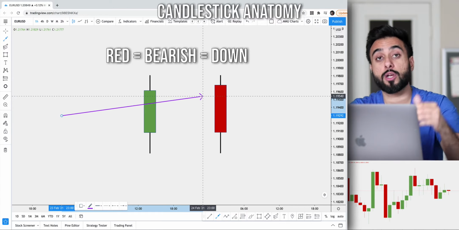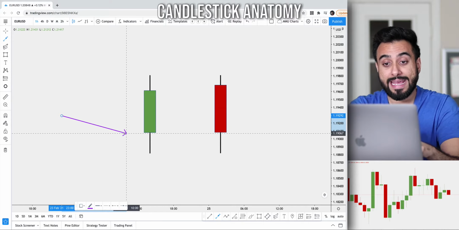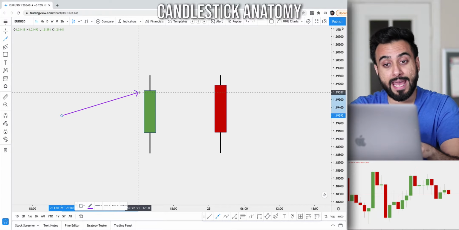So let's talk about a bullish candle first. The four components. The first component when you're looking at a bullish candle is, if you see a green candle, you need to understand that the candle opened up in that session, in that period, at the bottom.